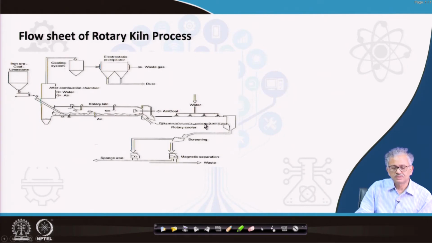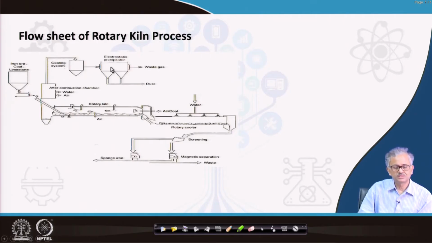It is indirect cooling of the sponge iron by water spray. It's not direct cooling, because the water sprays on the wall of the rotary cooler. In the rotary cooler the surface of the material gets renewed, so it gets cooled first. And then it comes here, and then there is screening and magnetic separation, and then you get the sponge iron.